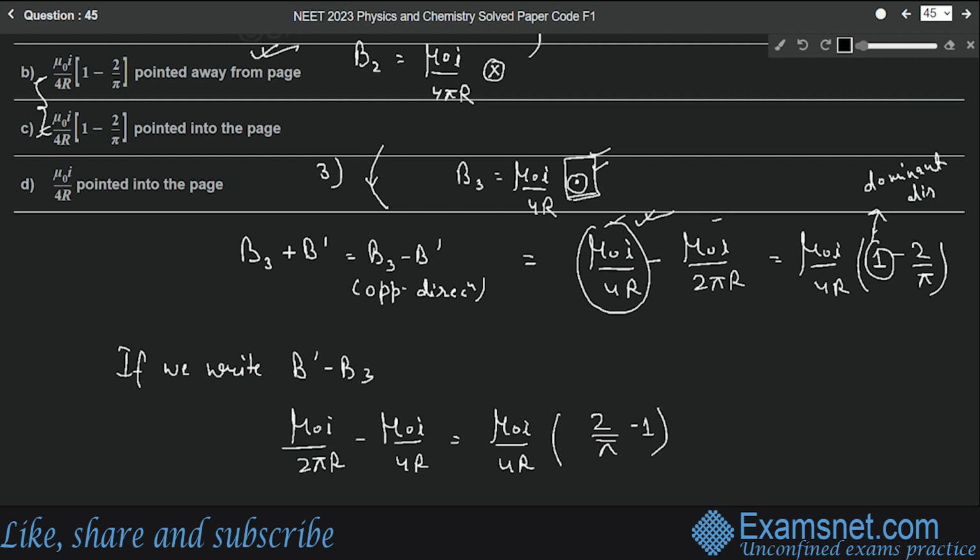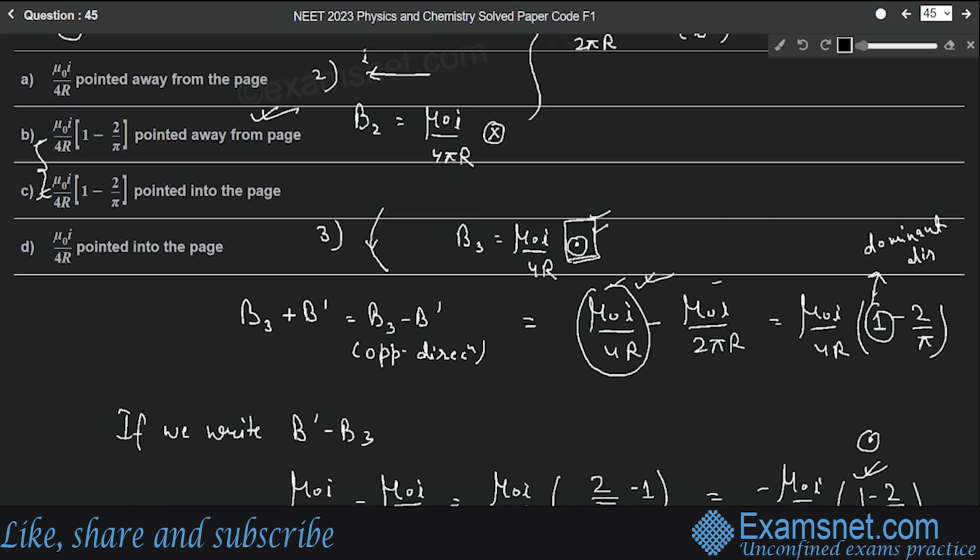So this time 1 is part of the semicircular part and it is on the minus sign, so that is how the direction can be dominant. See, this is not given in your options. 2 by pi minus 1 is not given in any options, so we'll have to reverse it. We'll take the minus sign outside and then we'll convert it into minus mu naught I by 4r, then 1 minus 2 by pi. So again 1 will become dominant. And 1 is part of the semicircular equation, so its direction will be dominant, that is a dot 1, and the minus sign just represents that the direction has been changed. So the correct answer will be option number B.